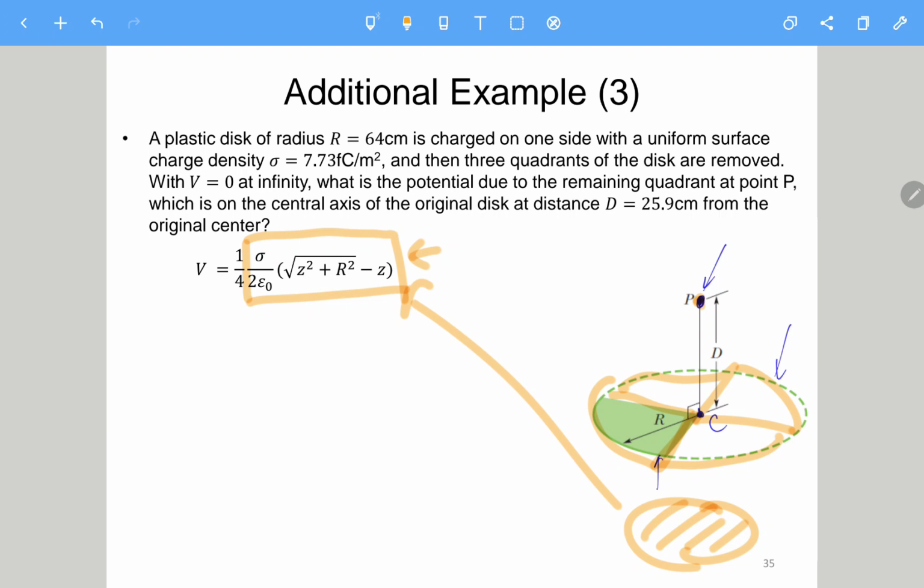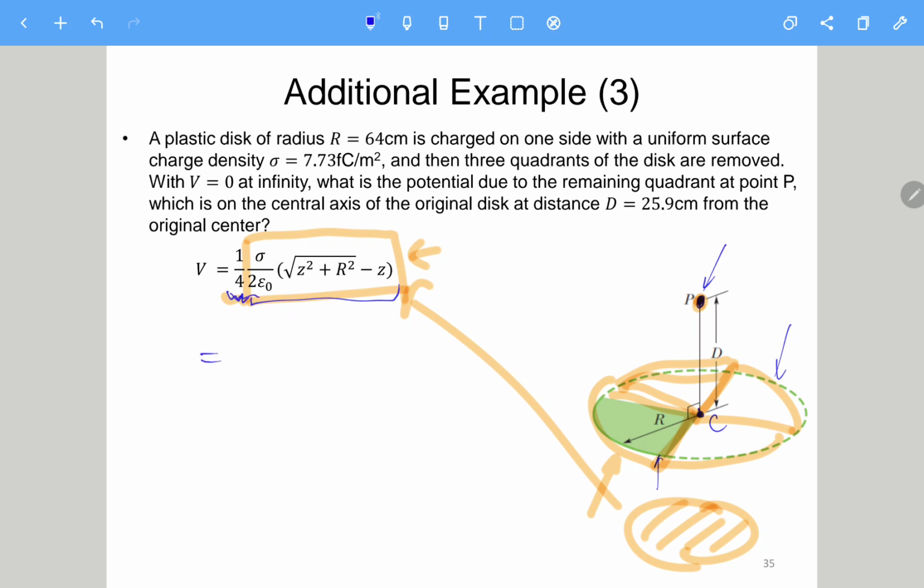If you consider the E field, that's not the case because part of them will be cancelled. But if you consider voltage or electric potential, it's just a scalar sum. So as all these parts are symmetrical to point P, each part will just contribute 1/4 of the total electric potential. That's why if you consider one quadrant, then it should be 1/4 of the total electric potential for the whole disk. Okay, that's why we can just multiply 1/4 to the expression we got before. So in this case, we can directly substitute the numbers.